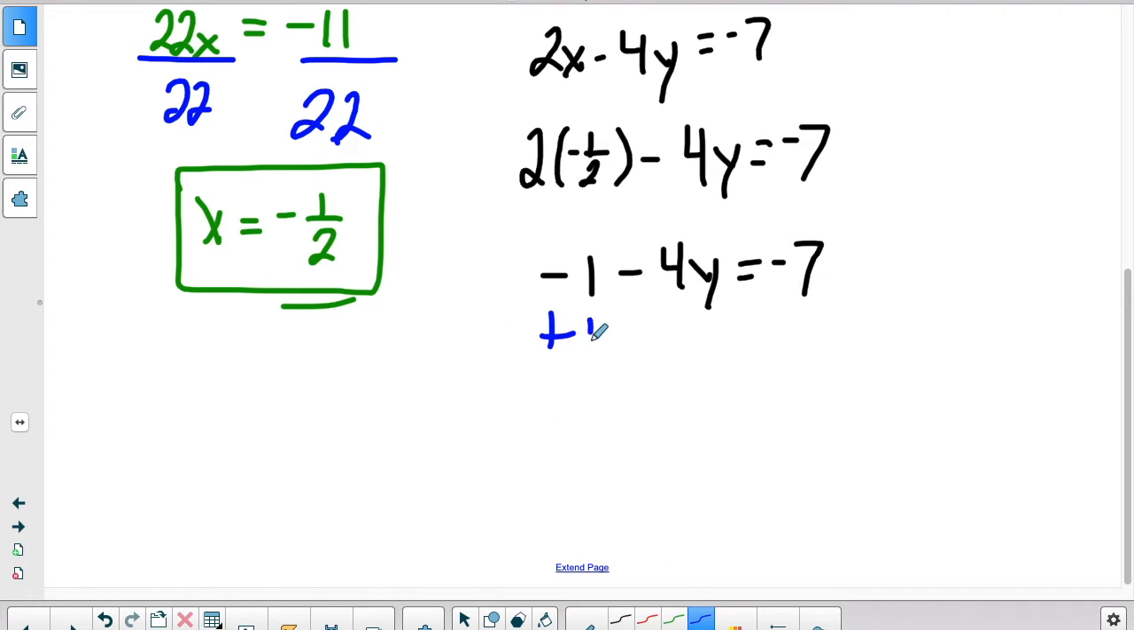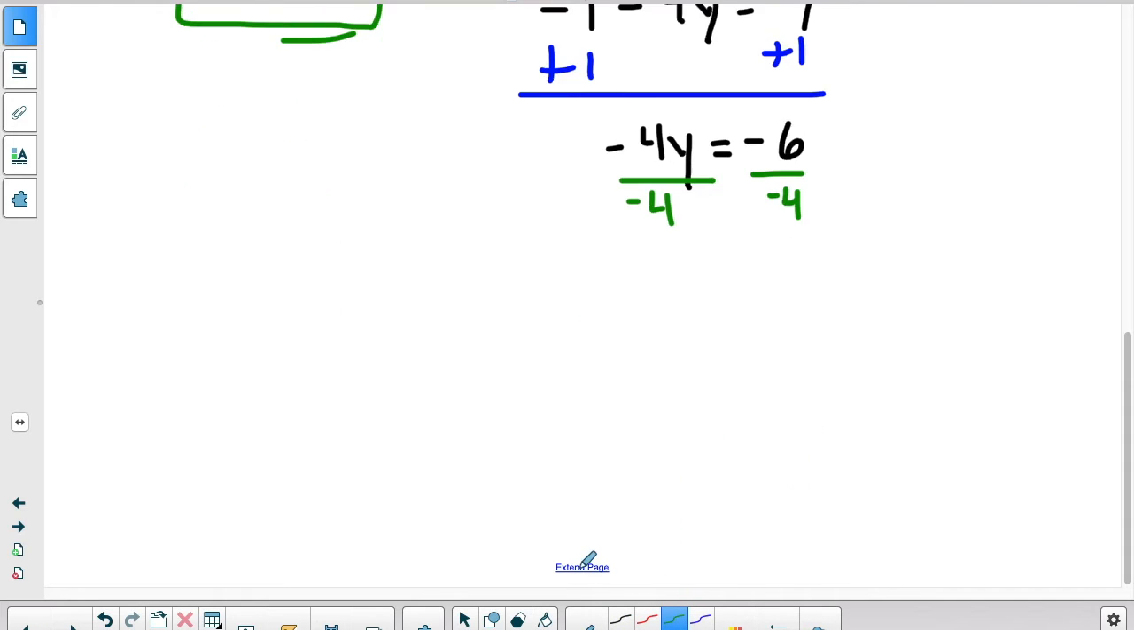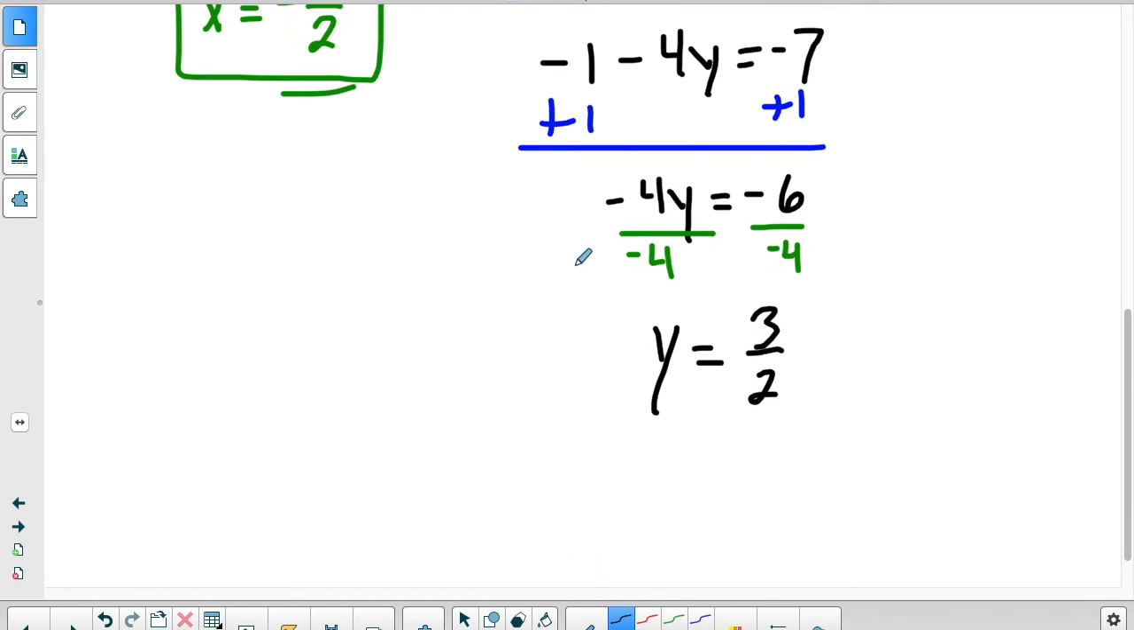Now at this point here, I can add 1 to both sides. And when I add 1 to both sides, we get negative 4y equals negative 6. And at this point here, we can divide both sides by negative 4. And when I divide both sides by negative 4, I get y is equal to, well, a negative and a negative make a positive, and we get 3/2 when that reduces.